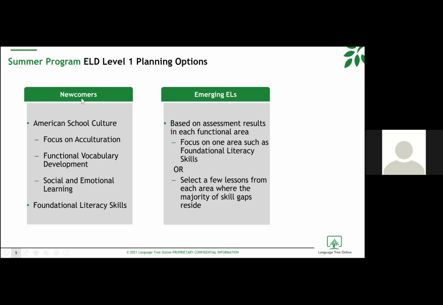If they're a bit beyond newcomers, but they're beginning English learners, then we would suggest having all the students take that assessment at the beginning, those 3 bucket areas with the 25 questions in each area. And then once you look at the data, there're always trends. There'll be areas where everybody struggles. So in that case, you would just select a few lessons from each one of those bucket areas where the vast majority of the skill gaps resides, and you would just focus on those lessons for the summer program.